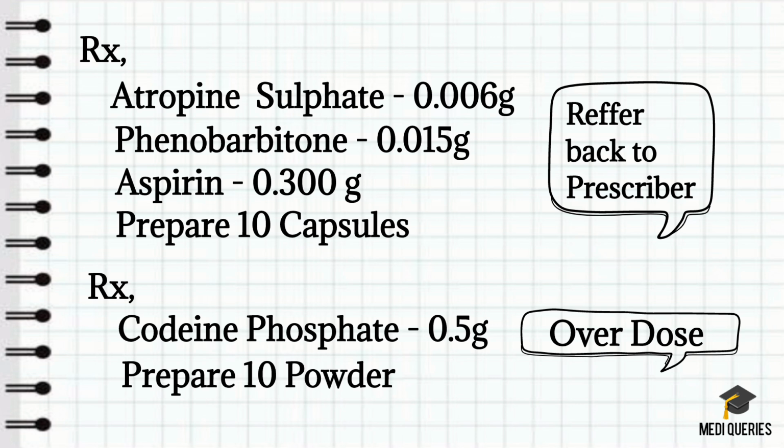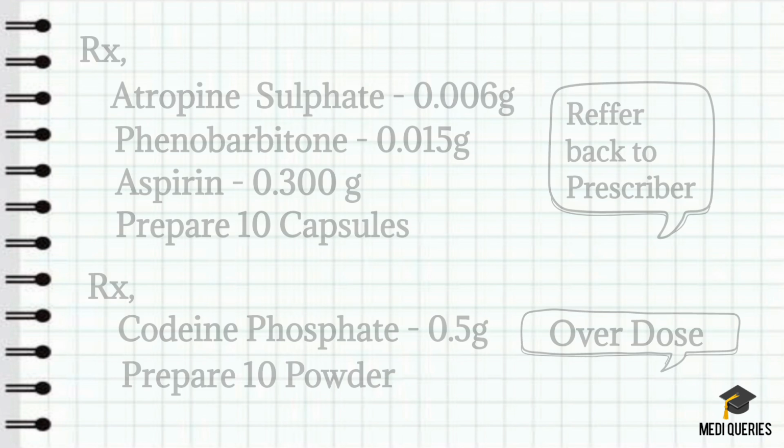Like that, another prescription: codeine phosphate 0.5 grams, prepare 10 powders. Direction: one powder to be taken at bedtime. Okay, so that is the direction. This is the prescription given. This is an example of an overdose prescription. The intention of the physician may have been to prescribe 5 mg, and it prescribed 500 mg in this prescription. So the prescription may be referred back to the prescriber.